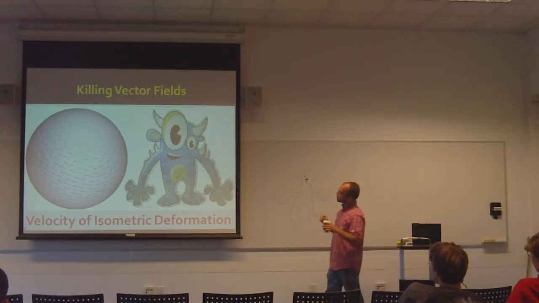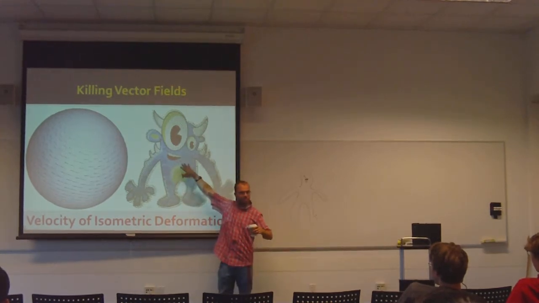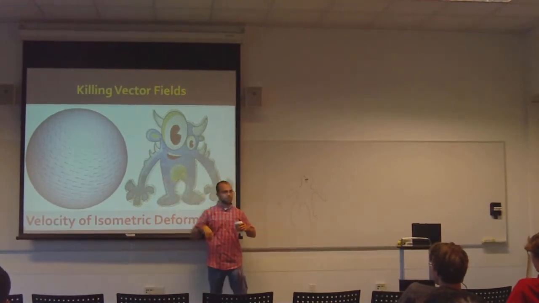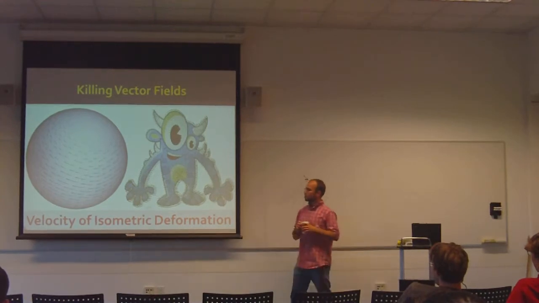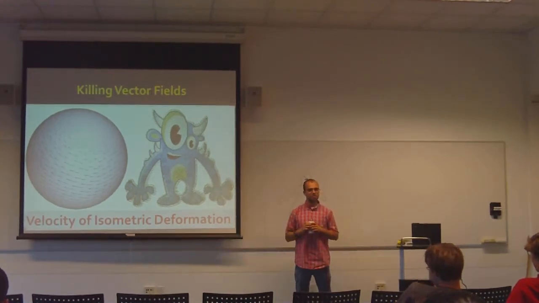So what are Killing vector fields that we know and love? Well, on the plane, there's a very simple one, which is rotation. Similarly, on the sphere, you can have a rotation vector field. And basically, all it is is the velocity field corresponding to an isometric deformation.